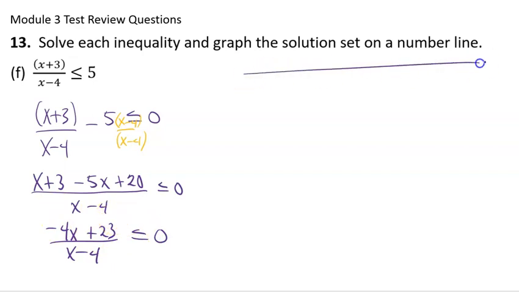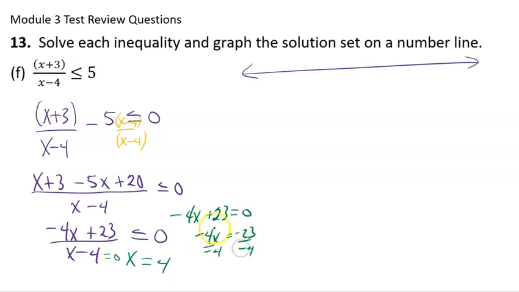So I'm ready for my number line. What goes on my number line? Well, from the denominator, I've got x is equal to 4, right? x minus 4 equals 0 gives me x equals 4. But from the numerator, I've got negative 4x plus 23 equals 0. Could have picked better numbers. And that's going to subtract the 23. That's negative 4x equals negative 23. Divide by negative 4. And that's going to give me x is equal to positive 23 over 4.